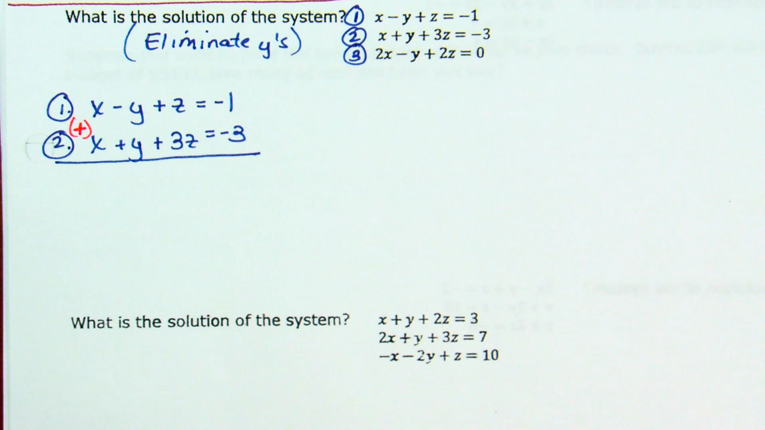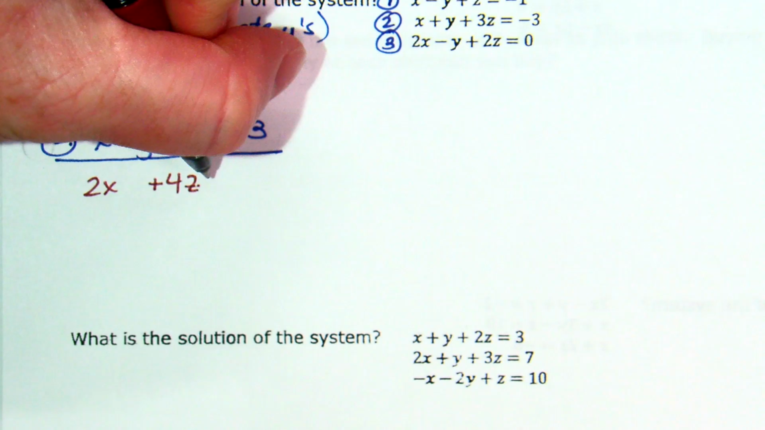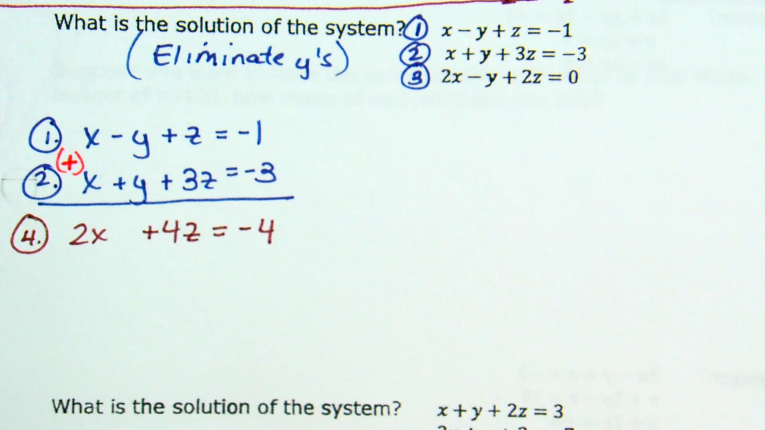X plus x, 2x. Negative y plus y cancels. Z plus 3z, so plus 4z. Carry down your equal sign. Negative 1 plus negative 3, negative 4. And what am I going to call this? I'm calling this equation 4.